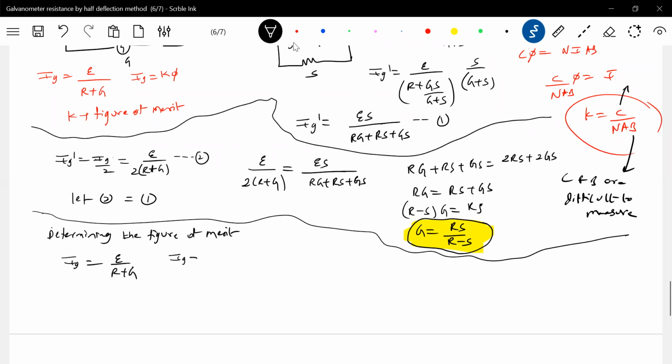Then IG equals K phi. This is what we know. So let me equate these two. Then K phi equals E by R plus G. I know the applied EMF, I'll measure the deflection and the galvanometer resistance. If I know these, I can find the figure of merit. Now, what should the figure of merit be? Should it be very high or very low?